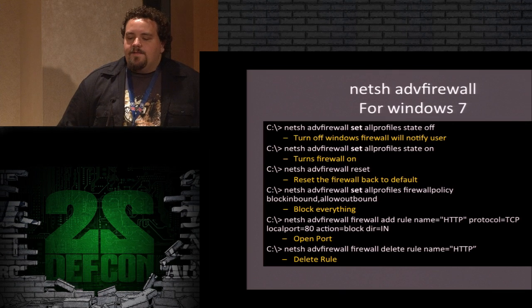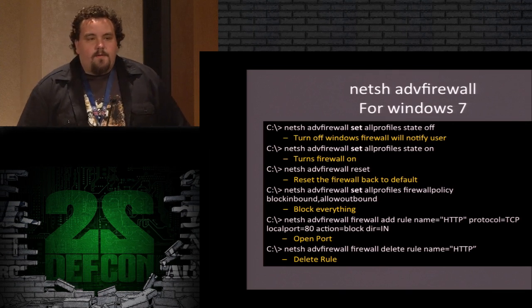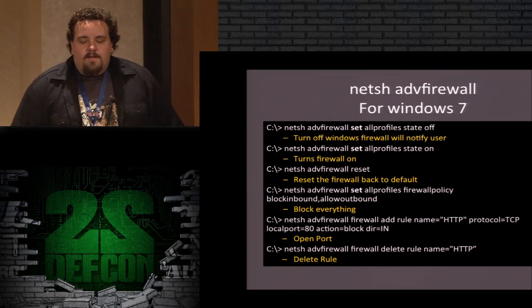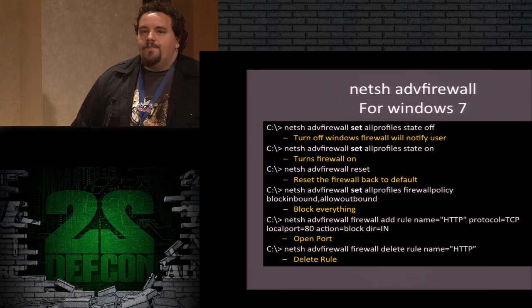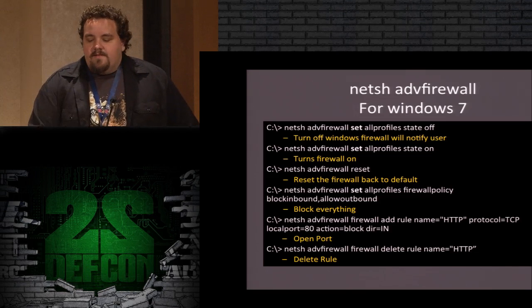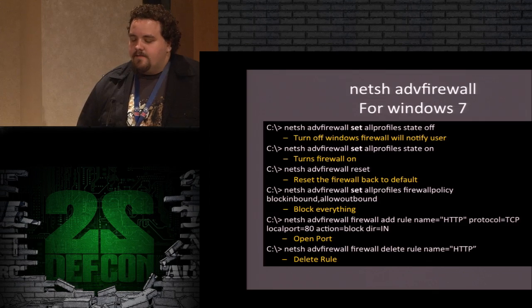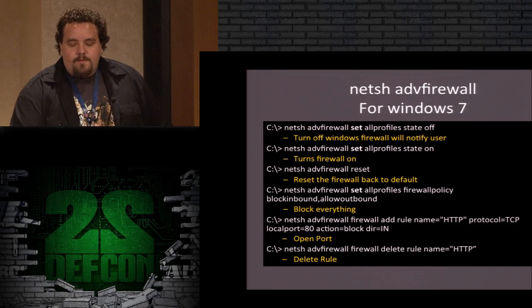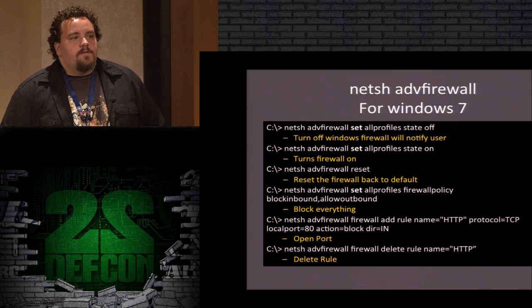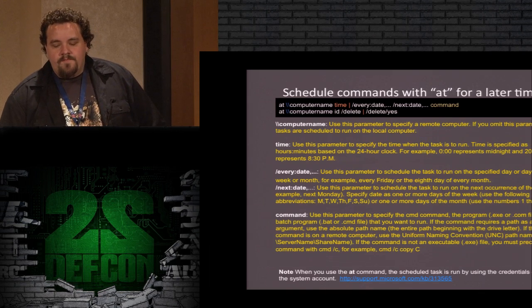Also, it's kind of useful to be able to control the firewall on Windows 7. These are all the commands that I thought would be useful. You can turn off all the traffic, do all kinds of cool stuff with that. If you write a rule, you can delete it. So that's how you can control the Windows firewall from the command line.